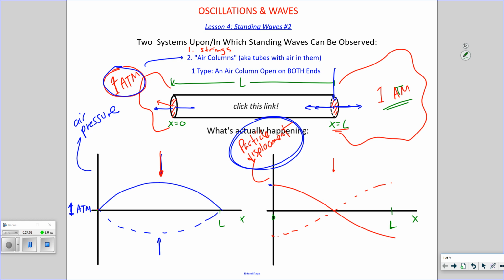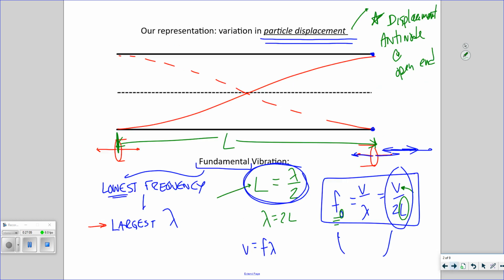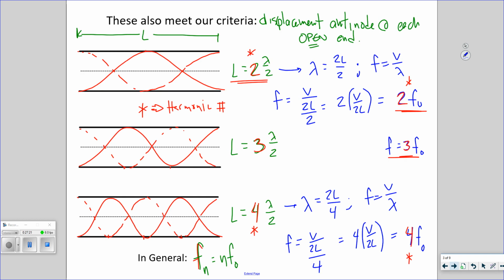All right, we're going to use a convention where we represent particle displacement at different positions along the tube. Okay? And then here's where the rubber meets the road when we get to solving some stuff.